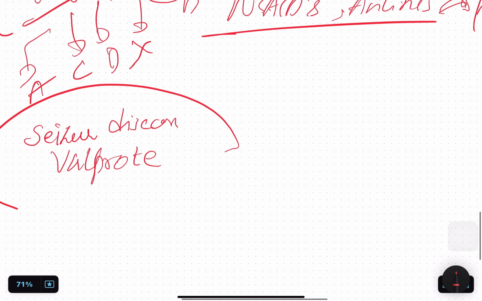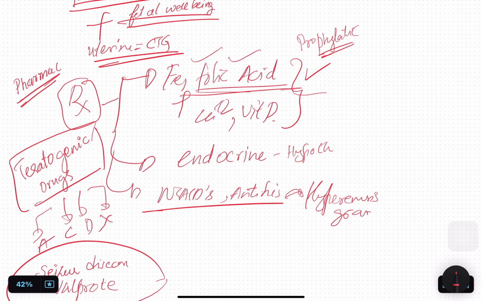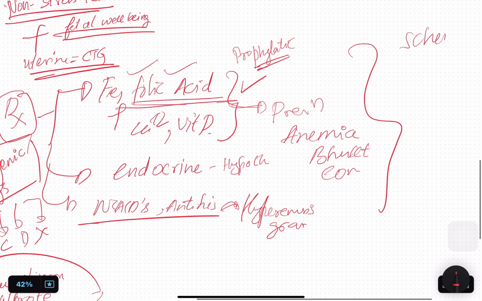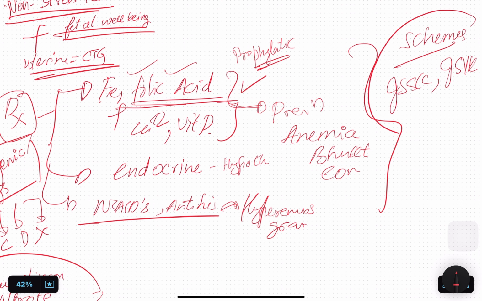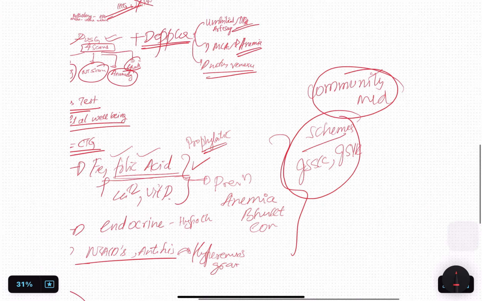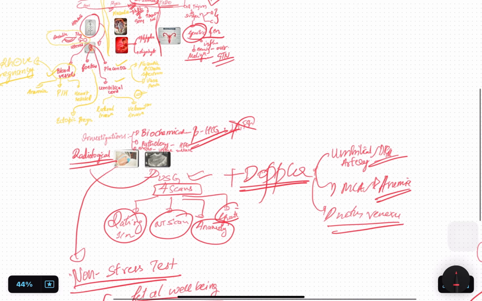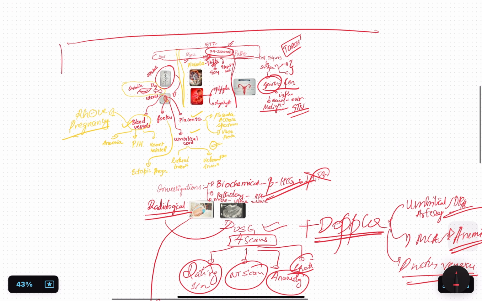Now, giving it prophylactically is also to do with prevention, that is under Anemia Mukt Bharat. Then for safe confinement, you have various schemes, all this JSSK, JSY. This part is something to do with community medicine. Okay, done. So this is the proper thing. See, now you have a proper approach.